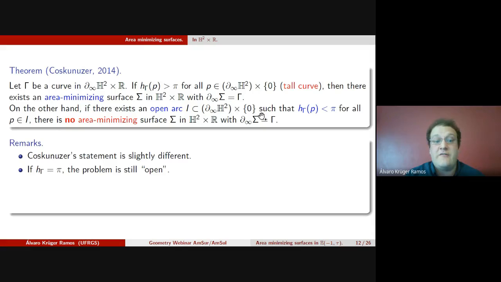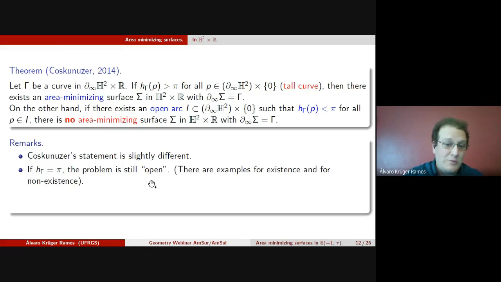And if the height of the curve is exactly equal to pi, so if you have points with more than pi, but you get close to pi, the problem is still open in some sense. Open because there are examples both for existence of area minimizing surfaces and for non-existence. But there is still a lack of classification of exactly which curves with height pi have area minimizing surfaces and which don't. So something to think about.